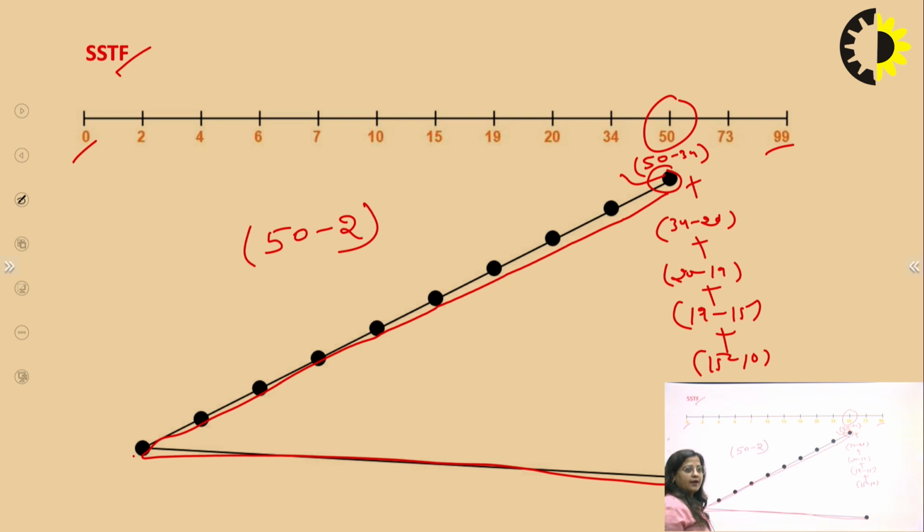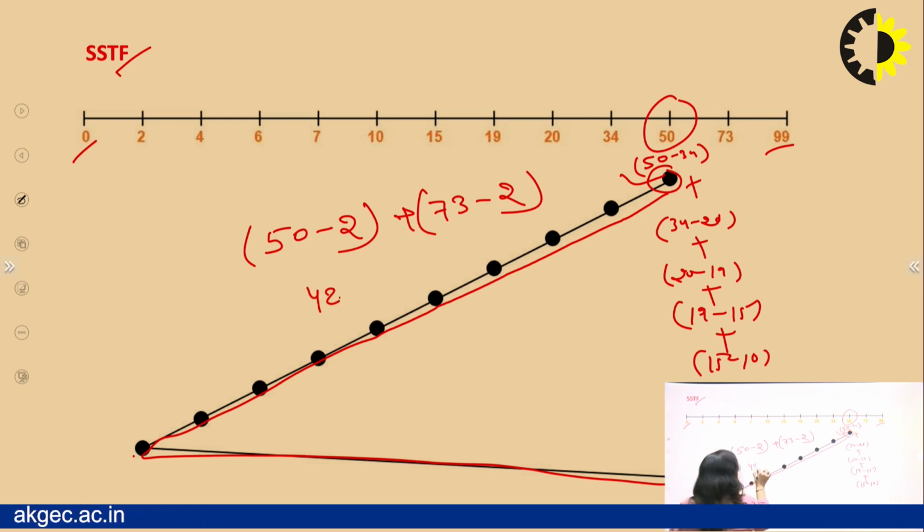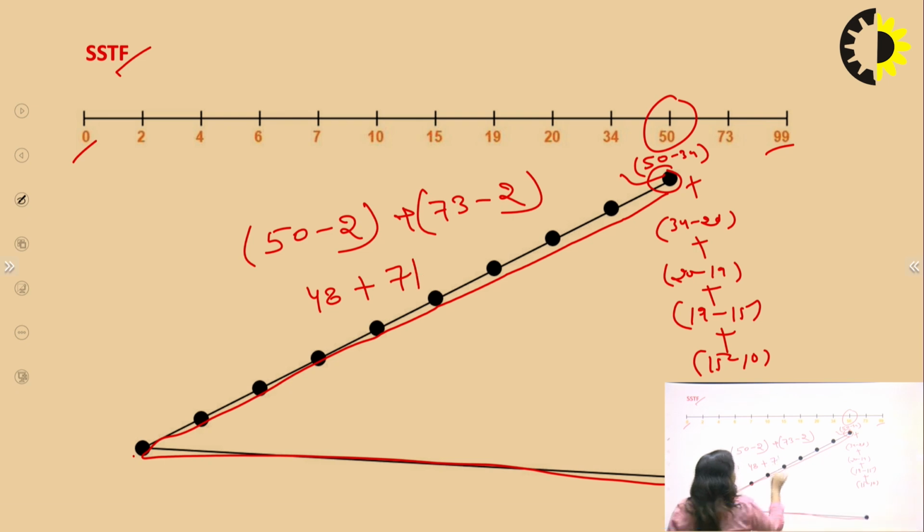Okay, now comes the next direction, the opposite direction. In the opposite direction, the first point is this beginning point and the last, meaning destination point, is this. So the point is 2 and this point is 73, so 73 minus 2. Okay, now 48 plus 71. So total head movement is 119.